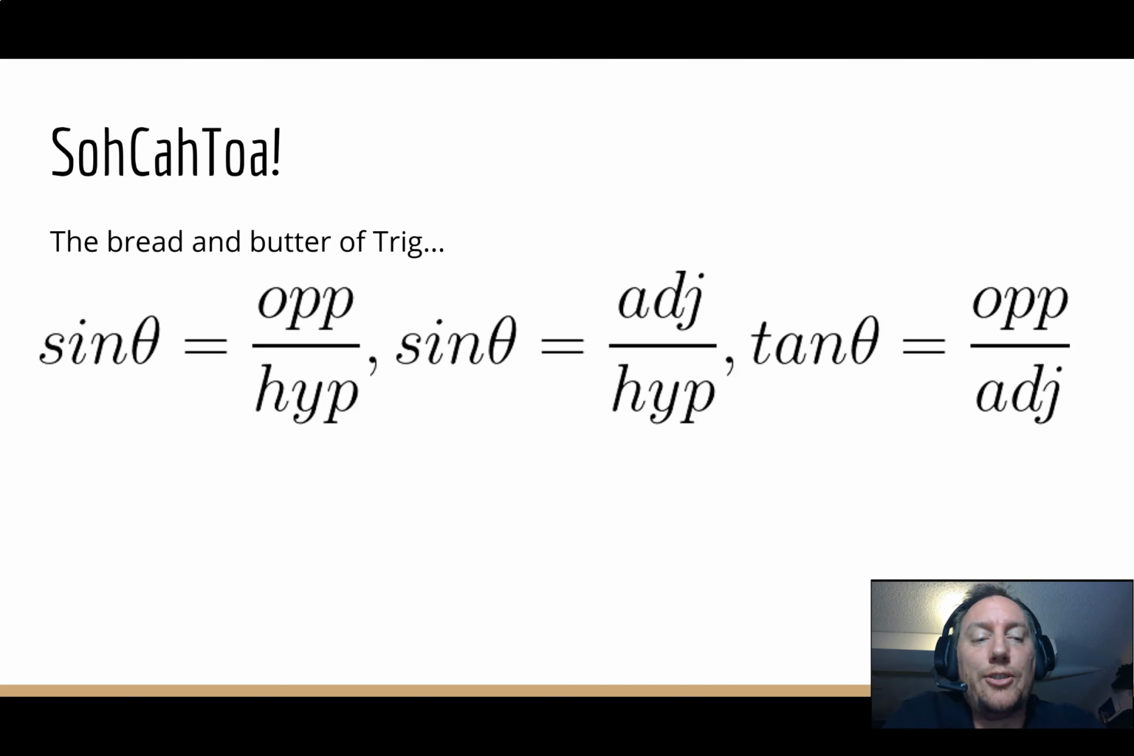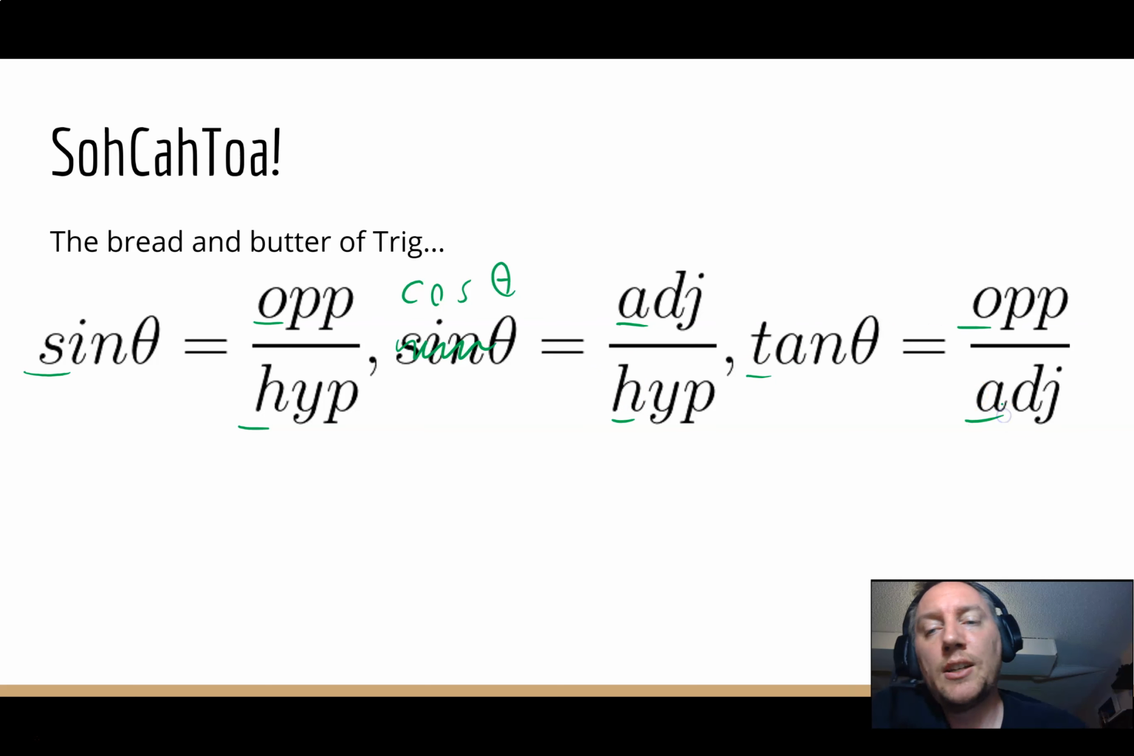SOHCAHTOA is also in here. So if you cannot use Pythagorean theorem, SOHCAHTOA. The bread and butter of trig. Now, SOHCAHTOA comes from S-O-H, sine is opposite over hypotenuse, cosine is adjacent over hypotenuse, CAH, and tangent is opposite over adjacent, TOA. Whoa, I have a typo. I'll make sure to fix that typo before I upload the notes themselves, but in this video, there's going to be the typo.